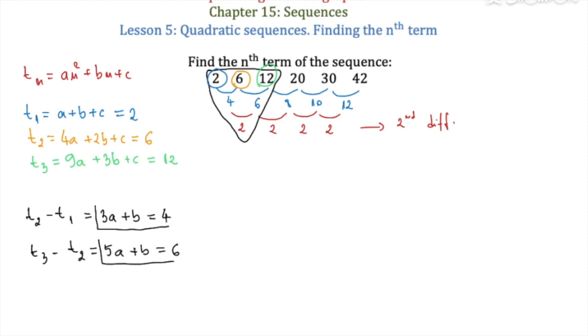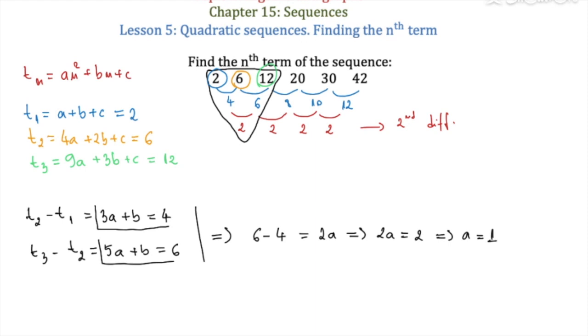Now from these two, if we make the difference, b and b will cancel each other out. So from these two, if we subtract 6 minus 4, the numbers, we will get algebraically 5a minus 3a, which is 2a. So then that means that 2a is equal to 2. So that leads us to a being equal to 1.